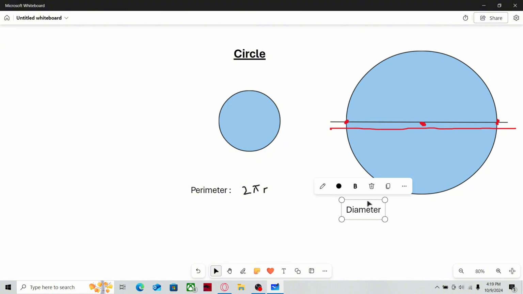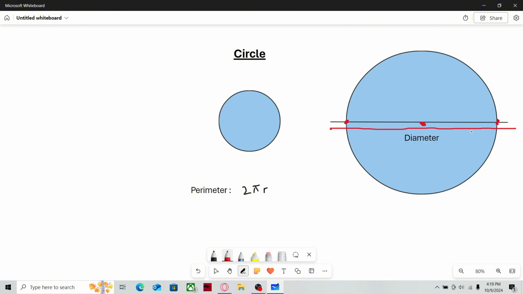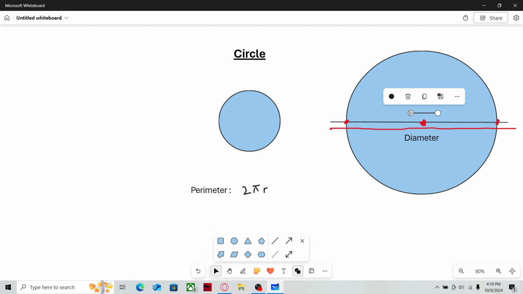It's called diameter. But what is a radius? Suppose I want half of this. Let's say any line from the center of the circle to any point on the circle is what? It is the radius. It can be from this point, or it can even come from here or here.